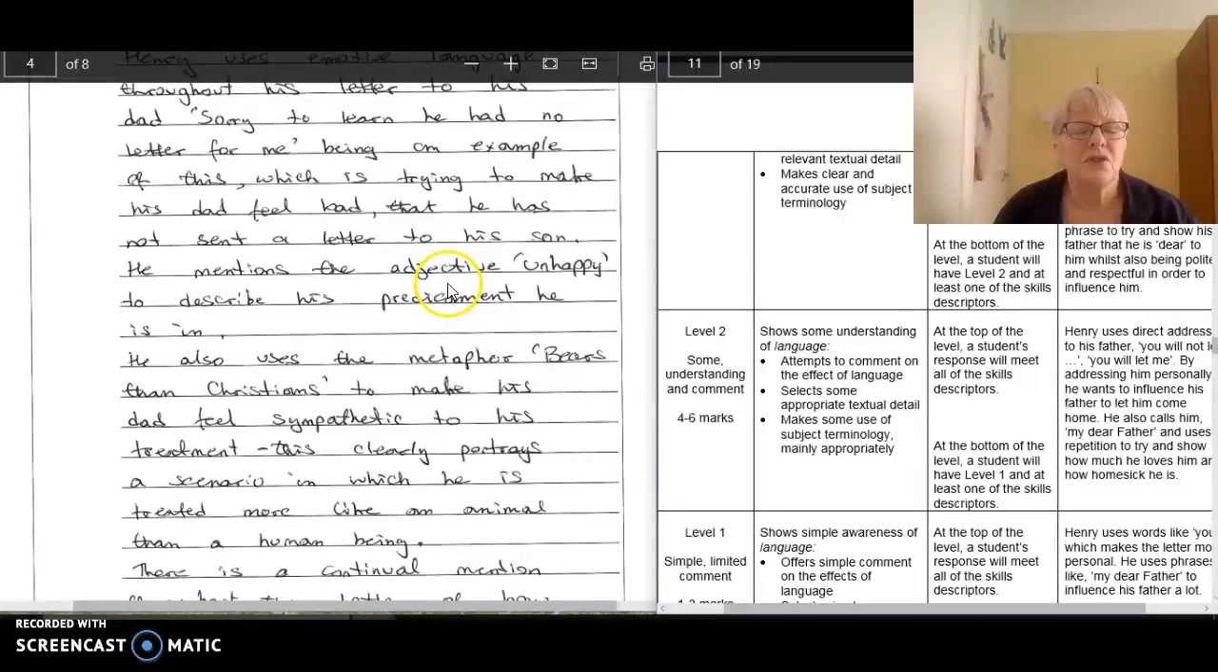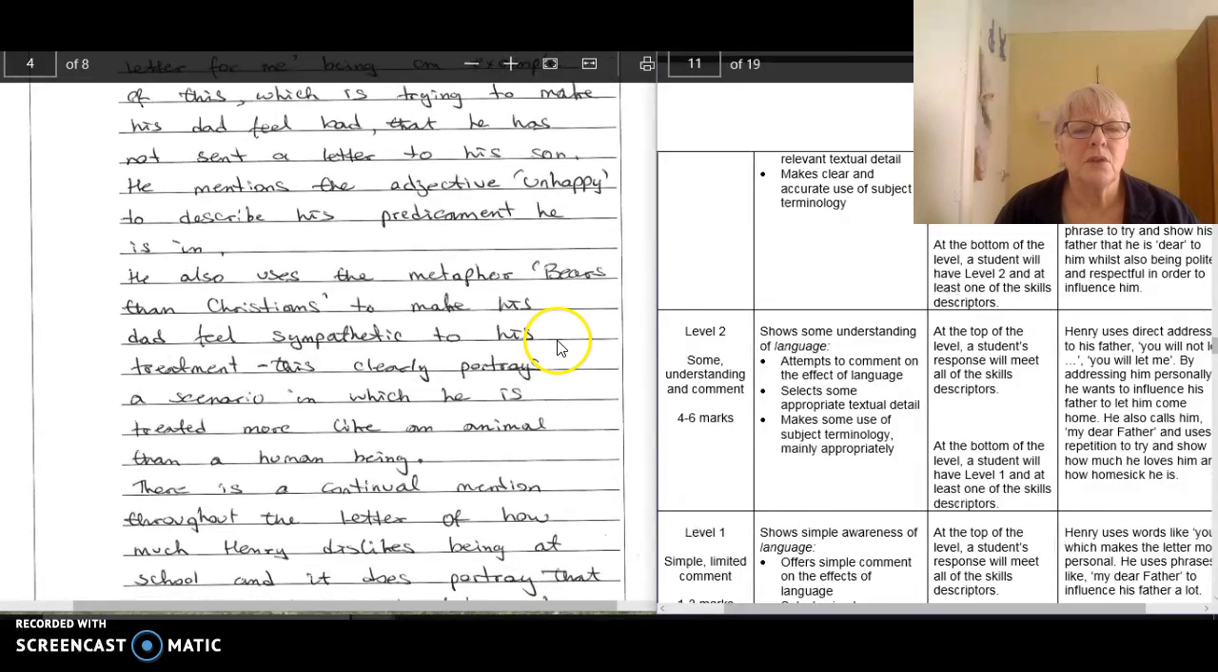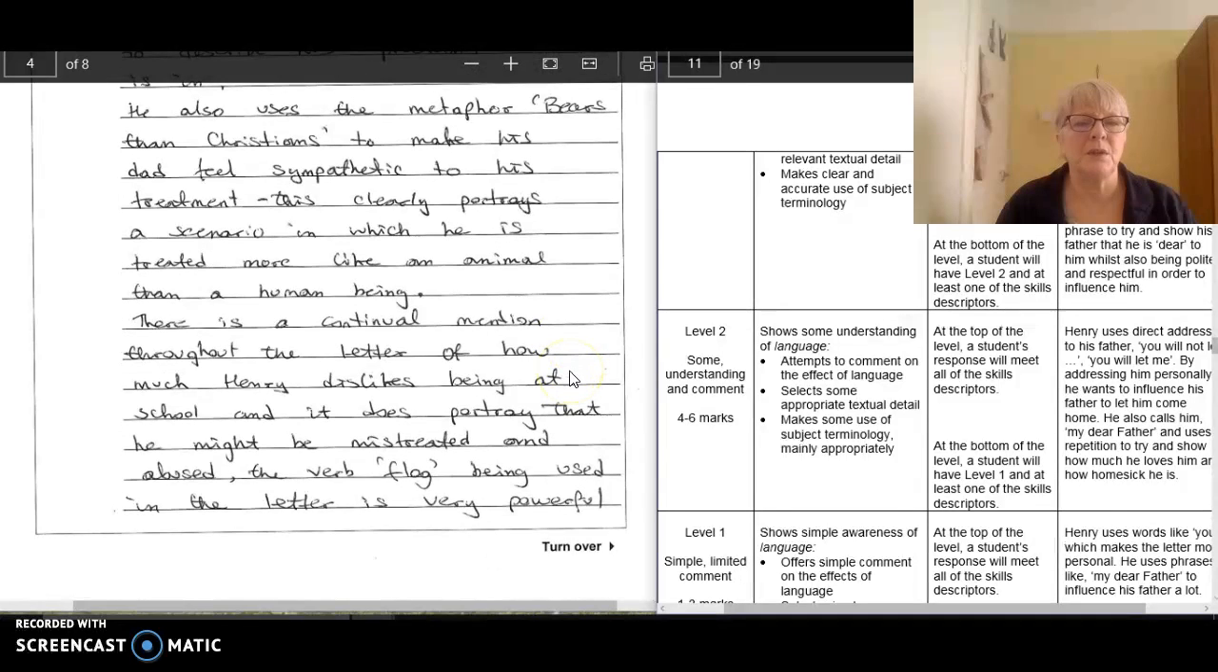You've also mentioned the adjective unhappy to describe the predicament he's in. That's good. Moving on to the bears and Christians, you put a metaphor. This is actually a simile because he uses more like bears than Christians. So although you've picked out that he's comparing, it is actually a simile, and he's trying to make his father feel sympathetic and showing the way he's been treated.